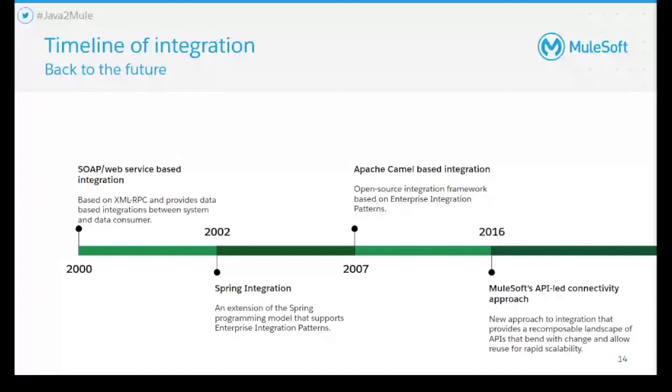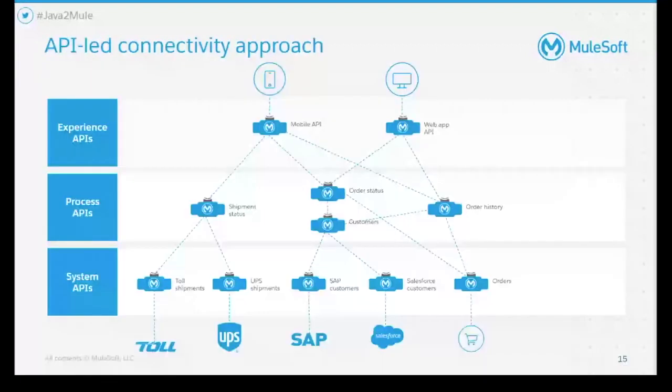And API-led connectivity is a concept that is actually quite familiar in many ways. Those of you who have worked with microservices and SOAP services will see a lot of that echoed here. We have a three-tiered structure that abstracts from a backend. We have these backend systems. Here we have Toll, UPS, SAP, Salesforce, and a payment system. We have system APIs that abstract over that backend system. These are REST APIs, so they represent their data in a way that is easily consumable.